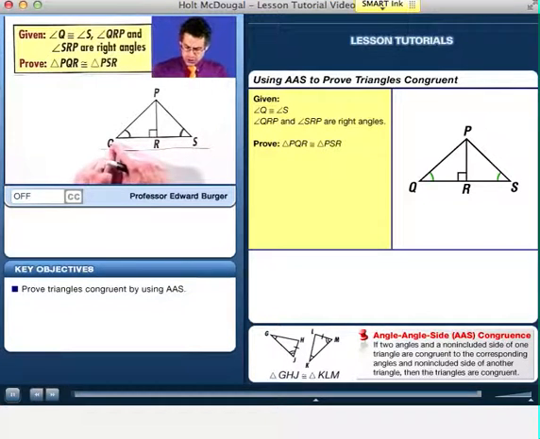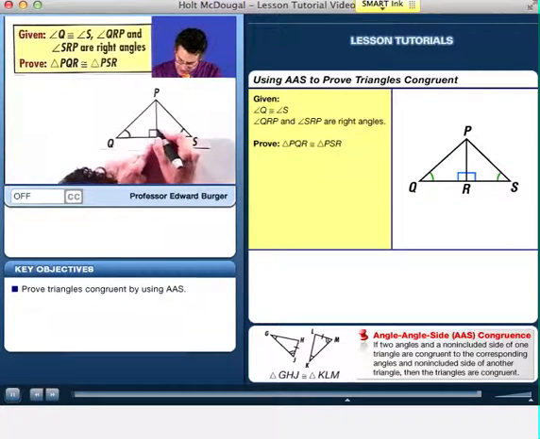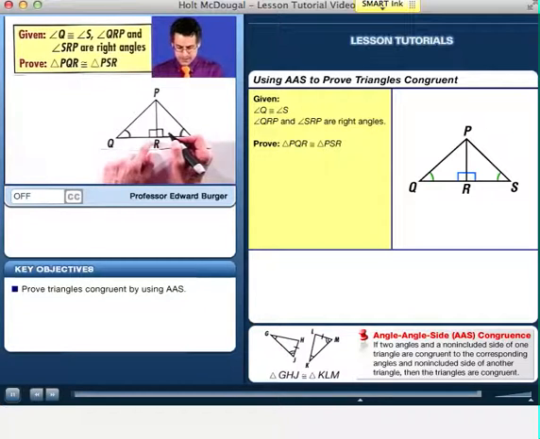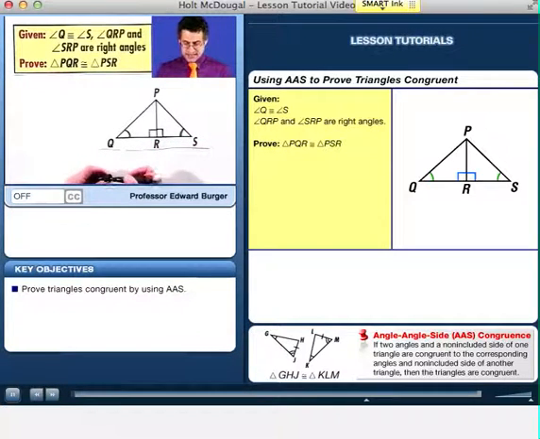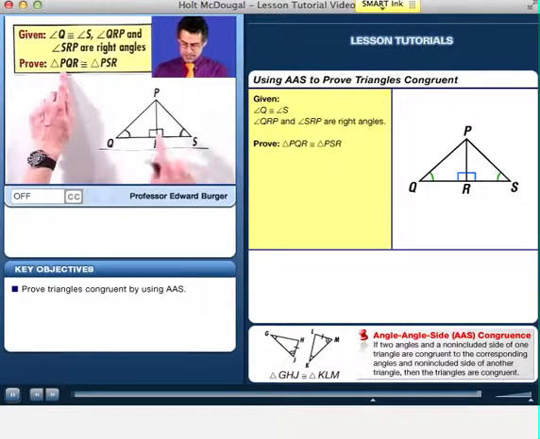And angle QRP is a right angle, as is angle SRP. So in fact, both of these angles are right angles. They both have a measure of 90 degrees. And finally, that's it. We're supposed to prove that triangle PQR is congruent to triangle PSR.